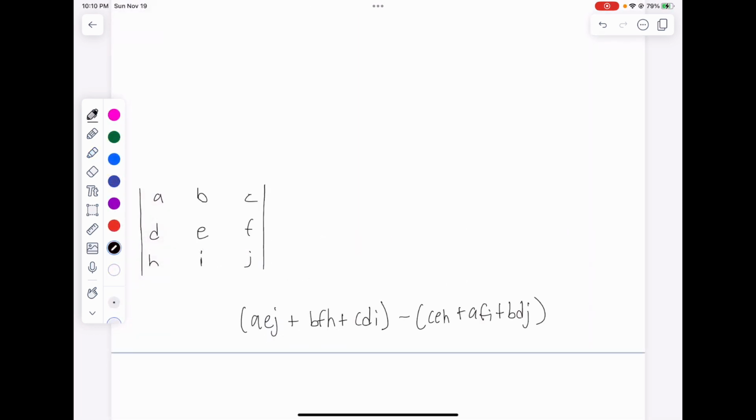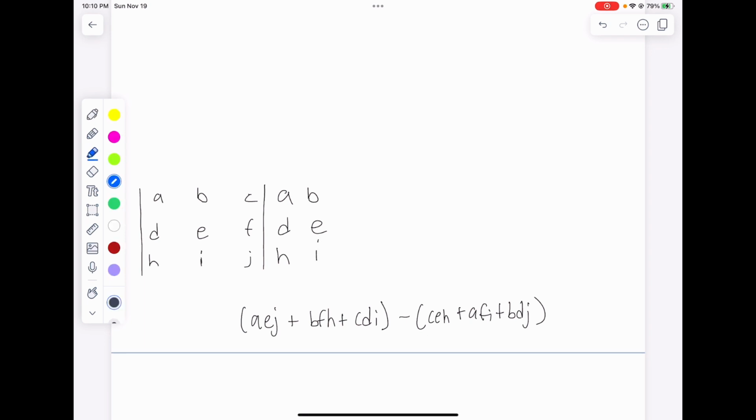So finding the determinant of a 3x3 matrix is pretty similar to finding the determinant of a 2x2 matrix, but there are a lot more steps. In this case, we have 3x3 matrix A, B, C, D, E, F, G, H, I, J. And the first step to finding the determinant of this matrix would be to add the first two columns to the end of the matrix. So we would add A, D, H, and B, E, I.